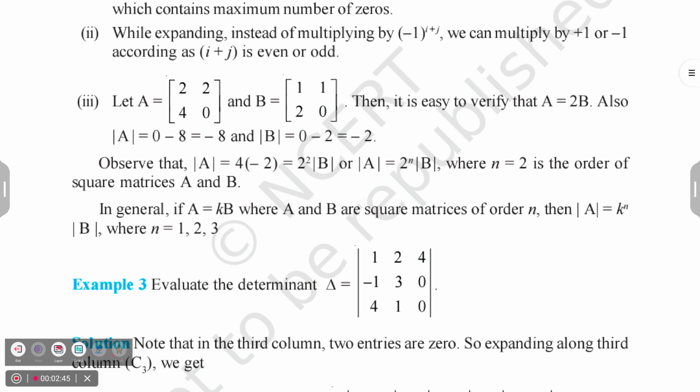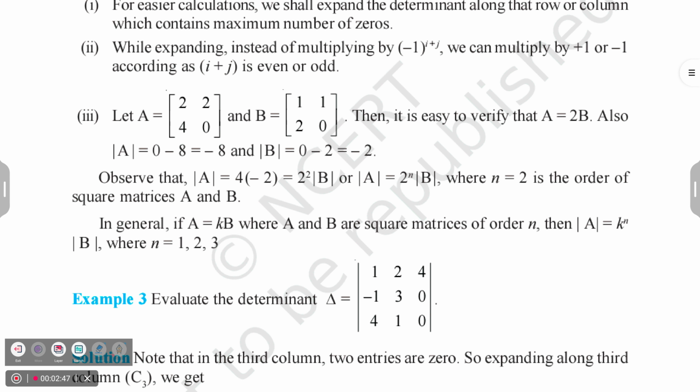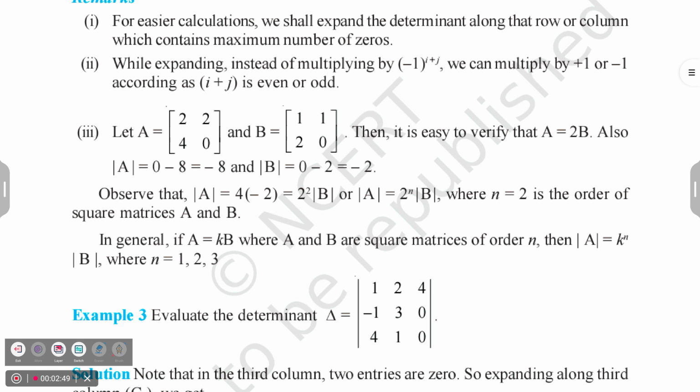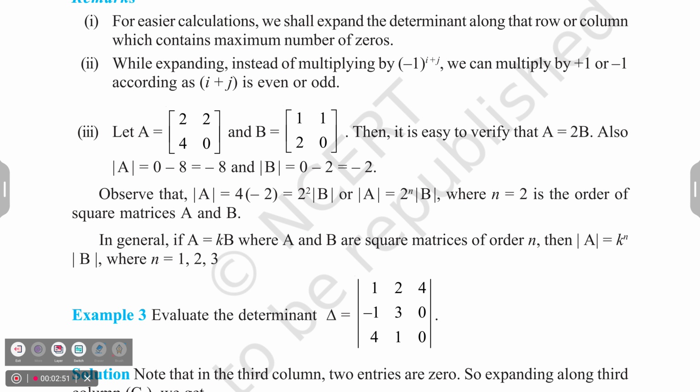Children listen, don't talk. And sometimes in MCQs it will be very useful. Listen, MCQs they will be asking these things. First point, what you see, that is what we have seen. Where are the zeros? That you take. That is easy.